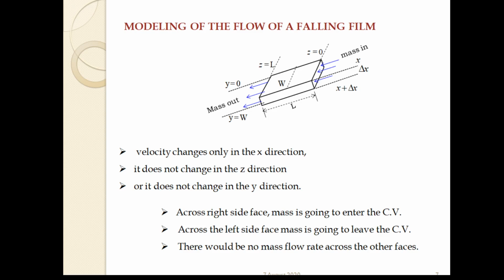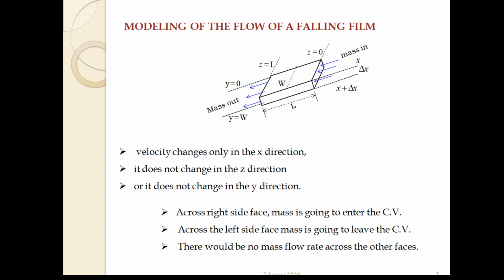Now we have to write the expression for the amount of momentum that comes in and the momentum that goes out. The velocity is not a function of z. So the two terms, in and out by convection, will cancel each other. As this velocity is not a function of z, these two convective terms will cancel each other.